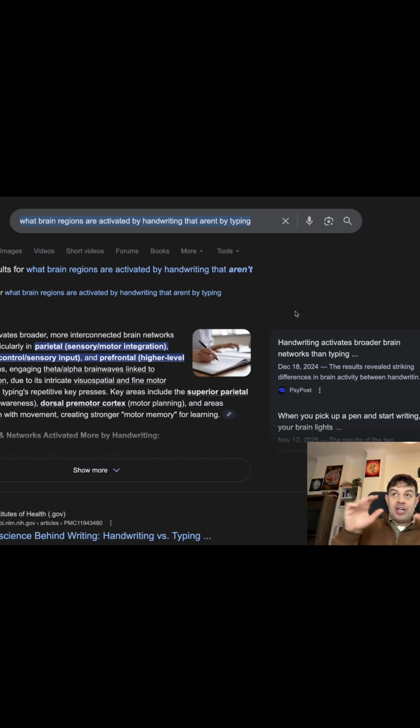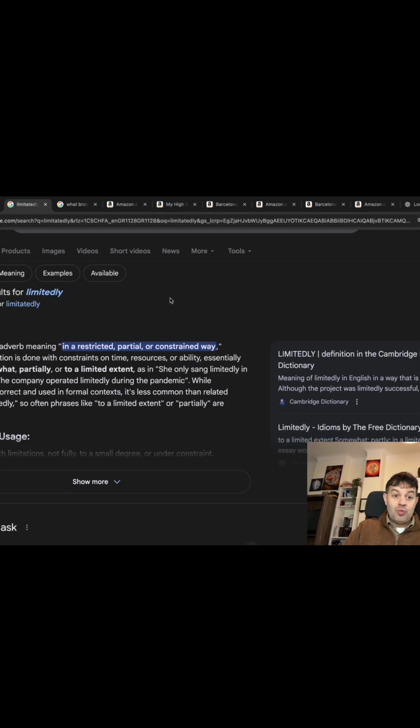So actually, if you're typing an essay or a story or anything creative, you're not going to be able to produce a text at as high of a level as when you're writing it by hand. That's the idea.